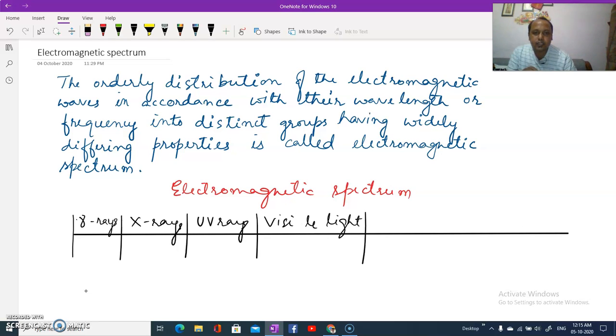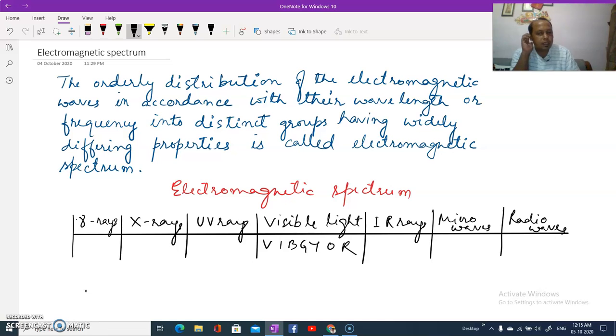Now you need to understand here, when we consider visible light, it has 7 different colors: V, I, B, G, Y, O, R. Then we have infrared rays, then we have microwave, and finally we have radio waves.